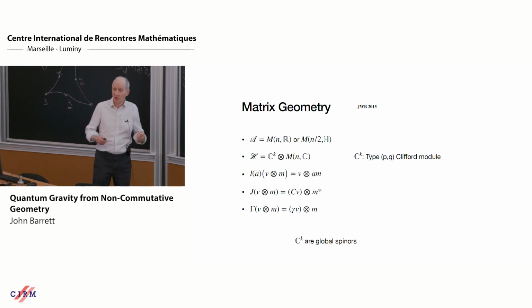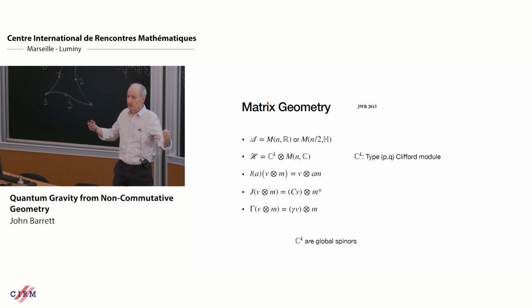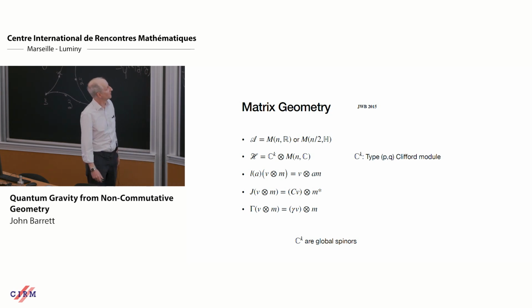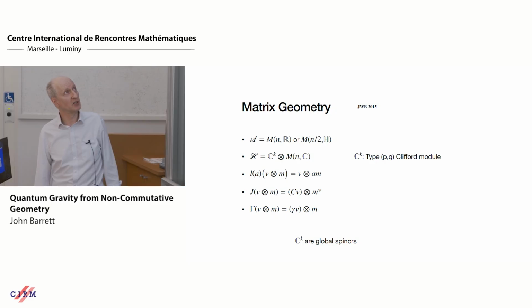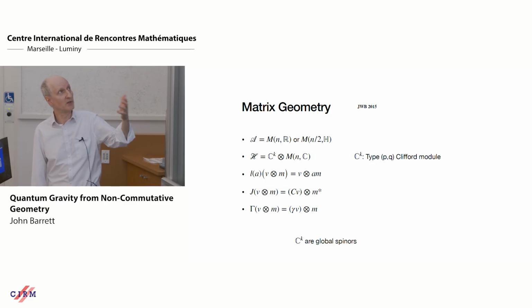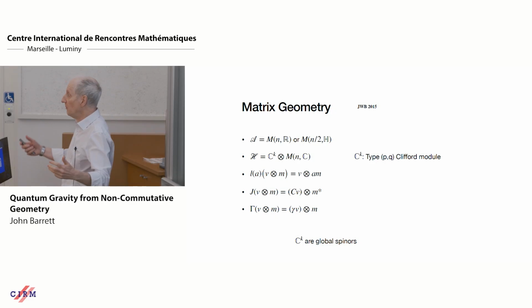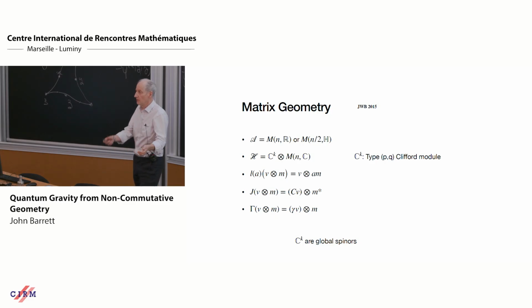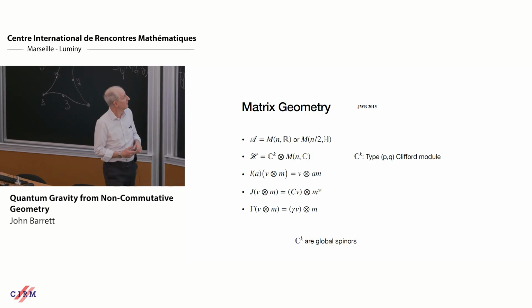But you want a bimodule, so you don't just want Cn, you want Cn tensor its dual. So you have the matrices Mn(C) as part of the Hilbert space. In fact, just Mn(C) itself would be a bimodule over either of these algebras. But we tensor by Ck. And Ck is a Clifford module, so type (p,q), meaning there are p gamma matrices that square to +1 and q that square to -1.